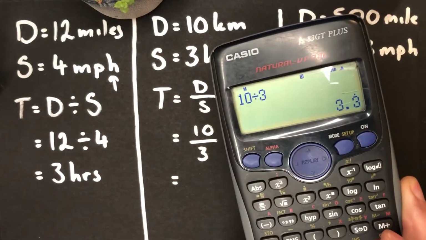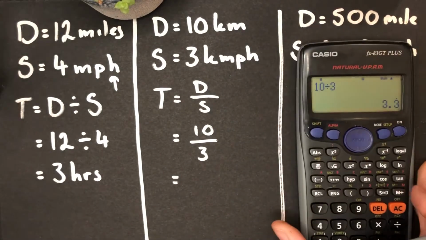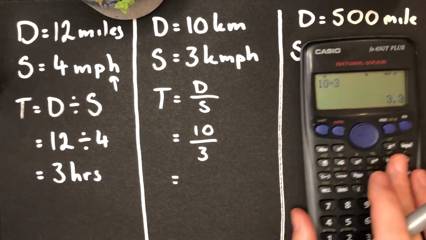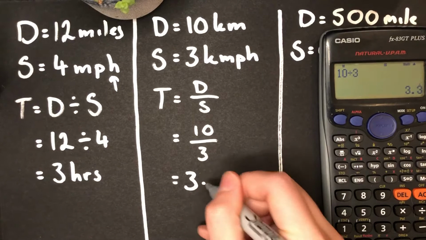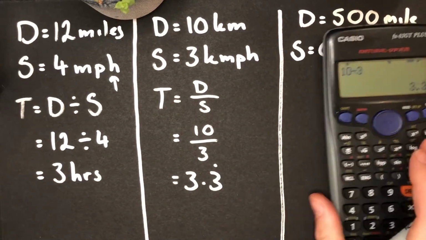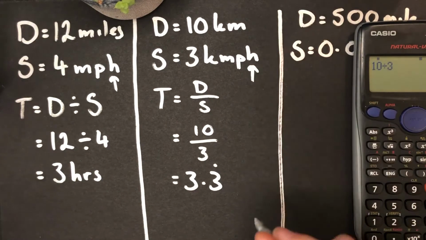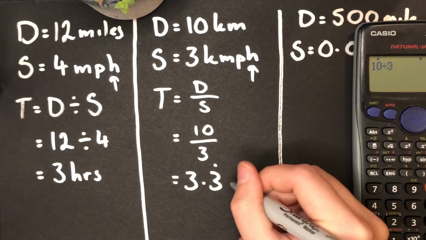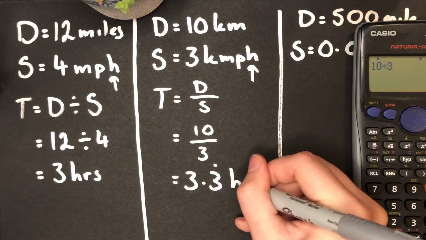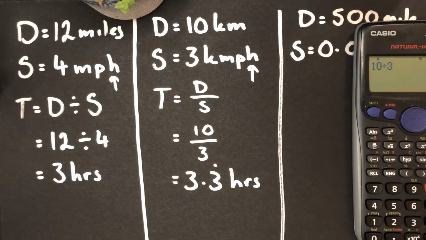3.3 with a little dot on top. 3.33333333333. Okay, so I could write down 3.3 with a little dot on top, but what is that? Again, we're working in hours because it's kilometers per hour. 3.333333333 hours. But is that useful as an answer?